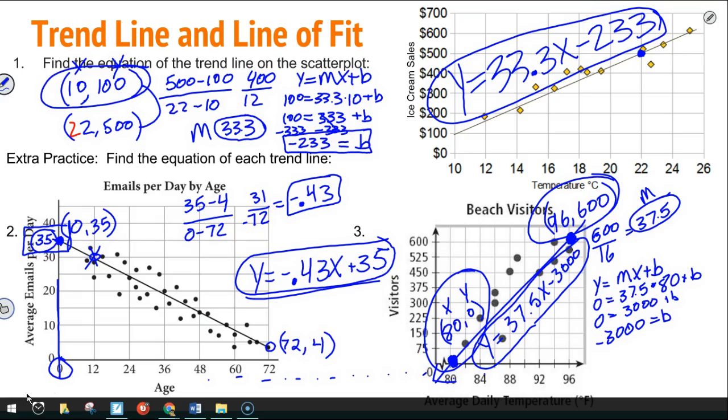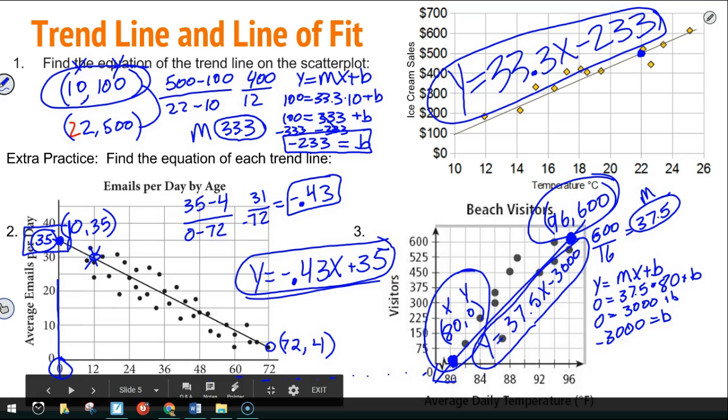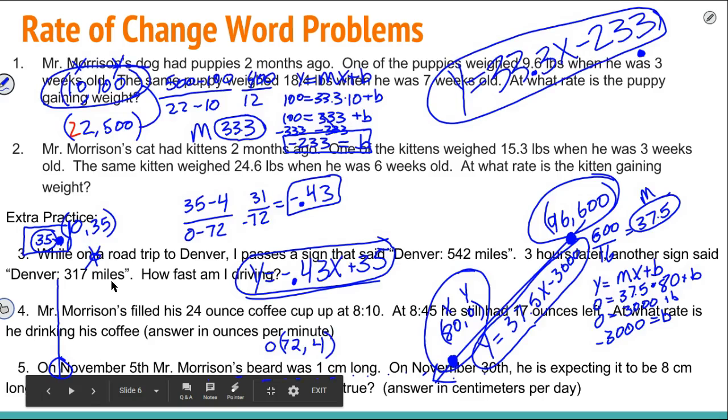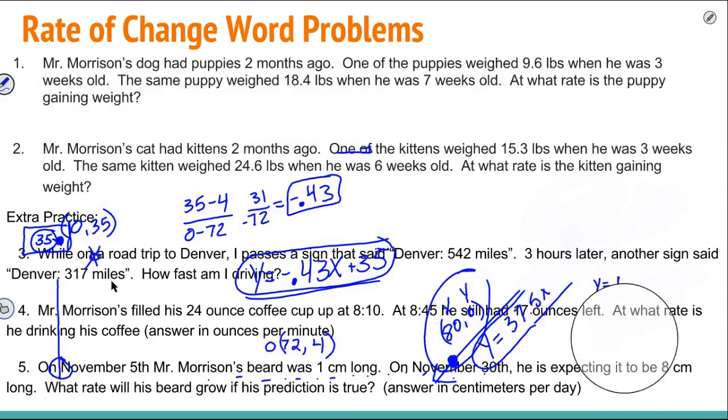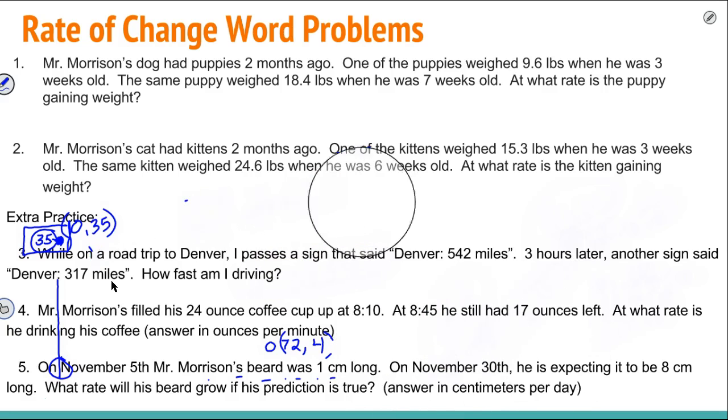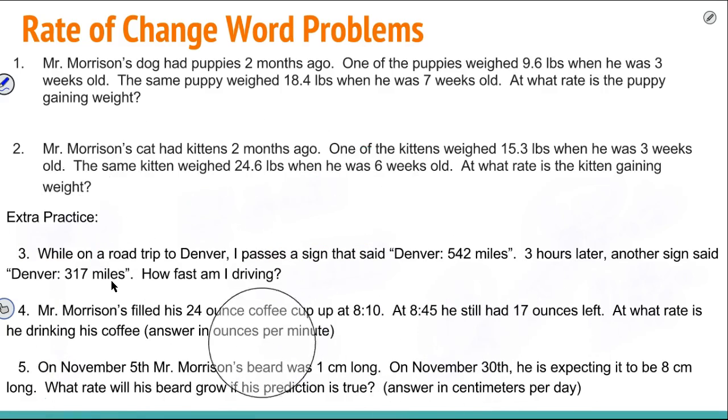Next topic. We have rate of change word problems. It's been a while since we looked at any of these, but still going to be on the test. Shouldn't be too difficult.